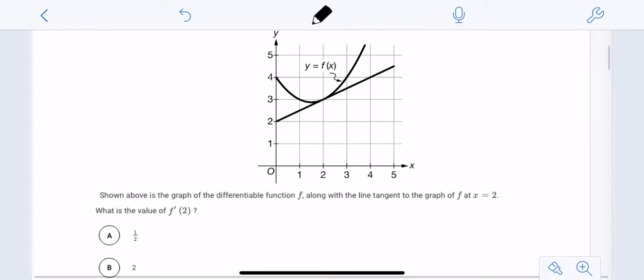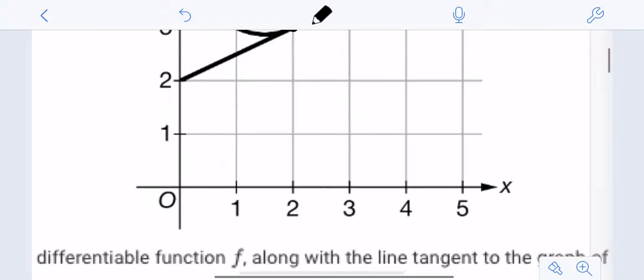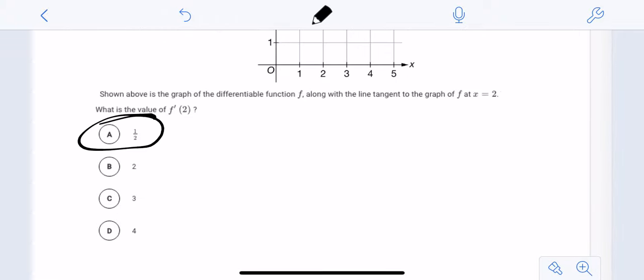Similarly on this one, so shown above, we have the tangent line to the graph at 2. What's the value of f prime at 2? Remember that the derivative is the slope of the tangent line. So the slope of that is up 1 over 2. So my slope is 1/2, which means my derivative is 1/2.